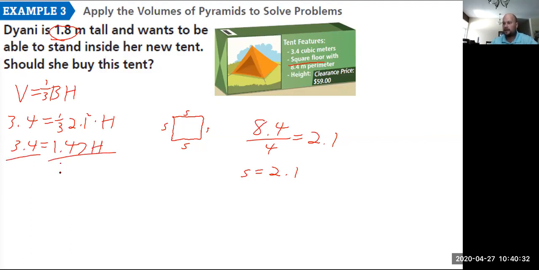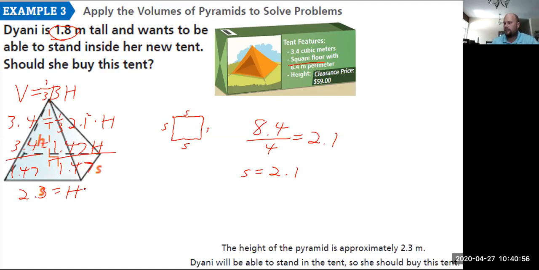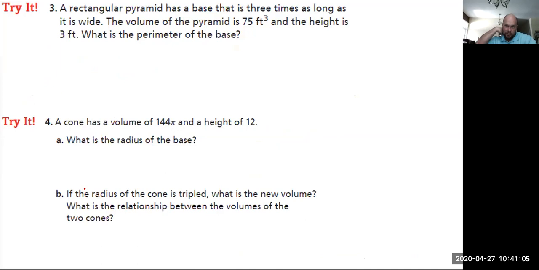Try it again, divide it off, and it gives us a much bigger number. 2.3, let's just round it there. There's a lot of decimals. 2.3 is our height, which then she can stand. Yeah, I saw that pyramid there. But 2.3, she should be able to stand because she's smaller than the height of the tent in the center. All right, a lot more try-its.